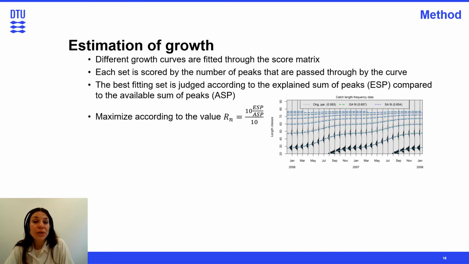Subsequently, different growth curves are fitted through those modes. Each set of parameters obtains a score according to the number of peaks that are passed through. The best fitting parameter set is judged according to the number of peaks that are touched by the growth curves, according to the ratio of the explained sum of peaks and the available sum of peaks.